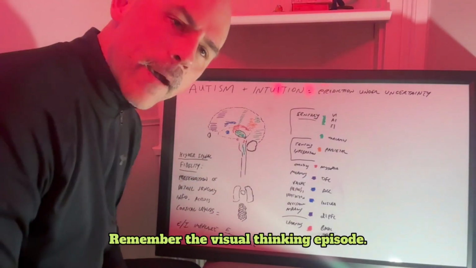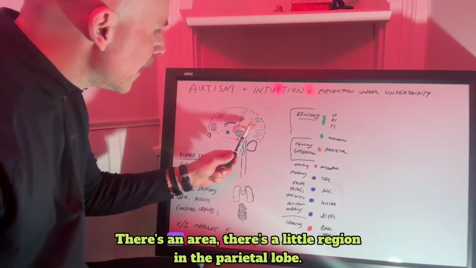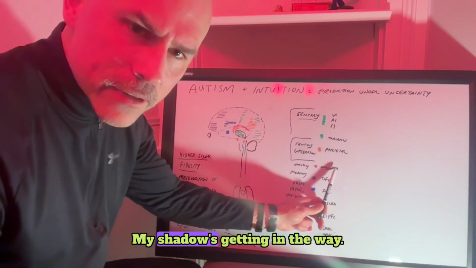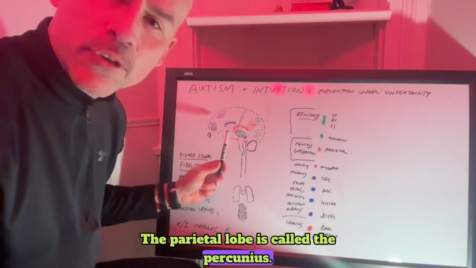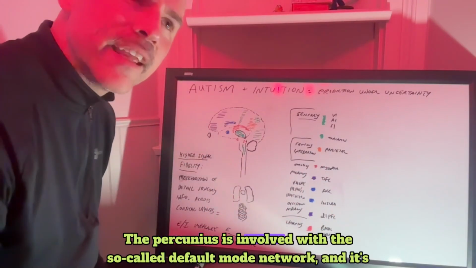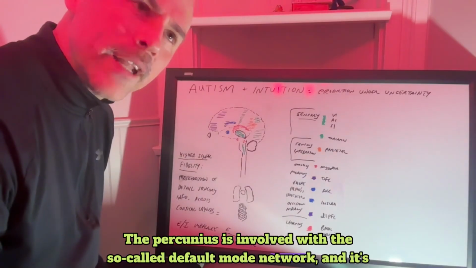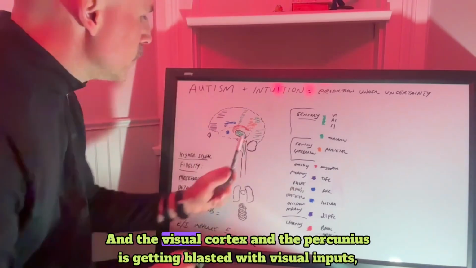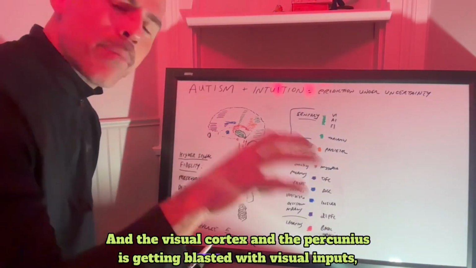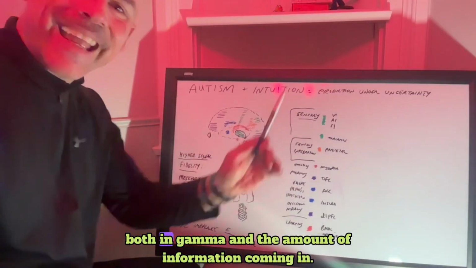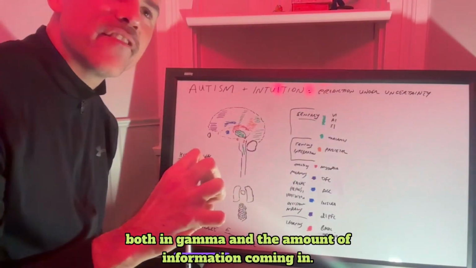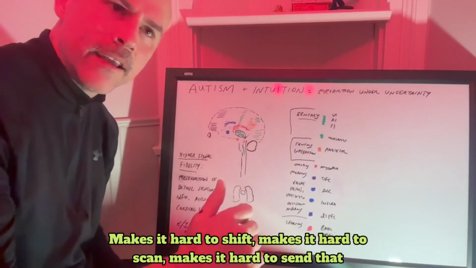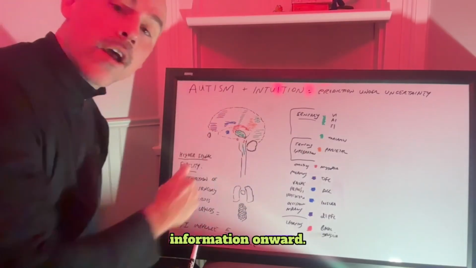Remember the visual thinking episode. There's a little region in the parietal lobe, the parietal lobe called the precuneus. The precuneus is involved with the so-called default mode network, and it's involved in visual thinking. And the visual cortex and the precuneus is getting blasted with visual inputs, both in gamma and the amount of information coming in. Makes it hard to shift, makes it hard to scan, makes it hard to send that information onward.